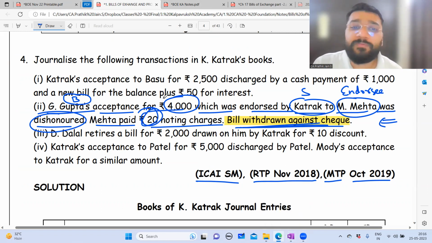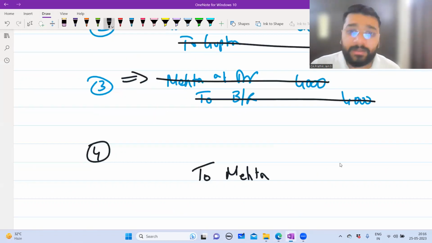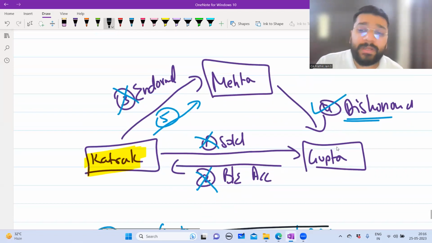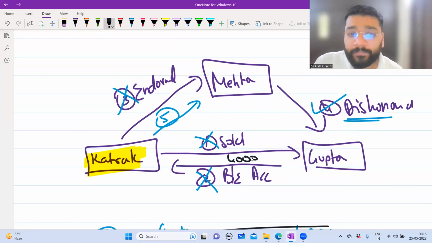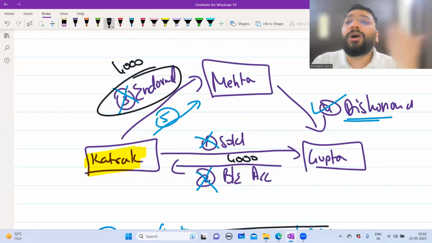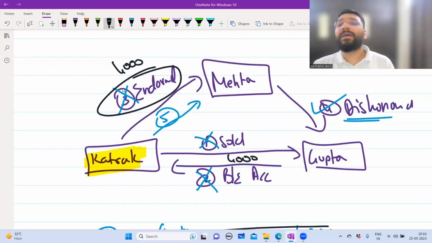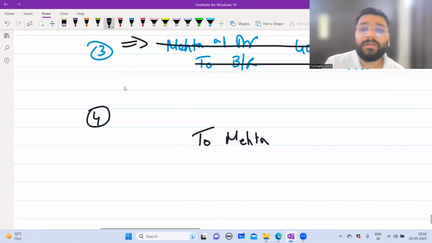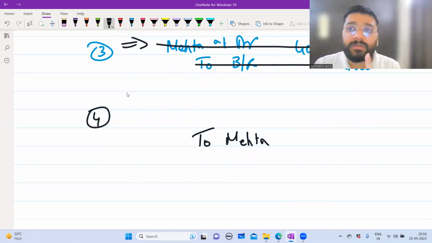Now you will ask, sir, this 4,000 is the sale between Katrak and Gupta. Why 4,000? Arey baba, the transaction between Katrak and Gupta is for 4,000, no doubt. There was a previous transaction between Katrak and Mehta for 4,000. That is why the same bill has been endorsed. So the value between Katrak and Mehta is also 4,000 only. So now we have to recreate Mehta. But we have to pay Mehta not only 4,000. We have to reimburse him the noting charges. So 4,020 rupees you have to pay.